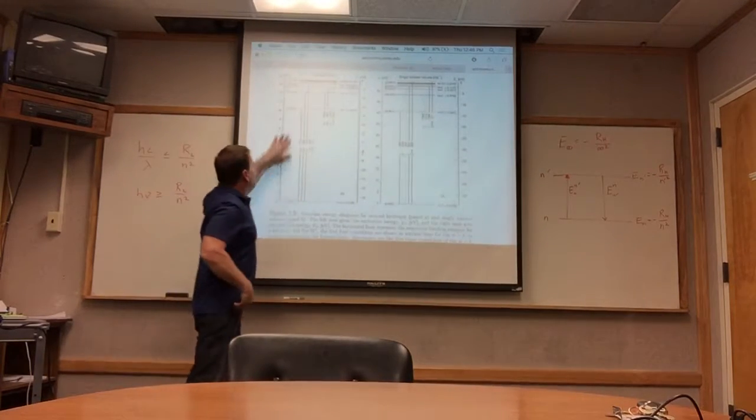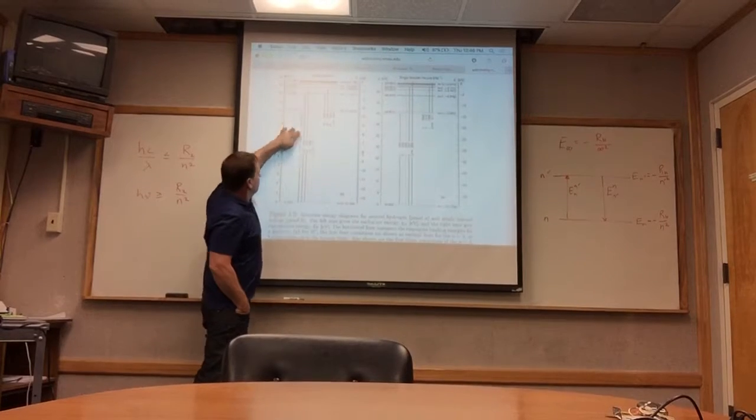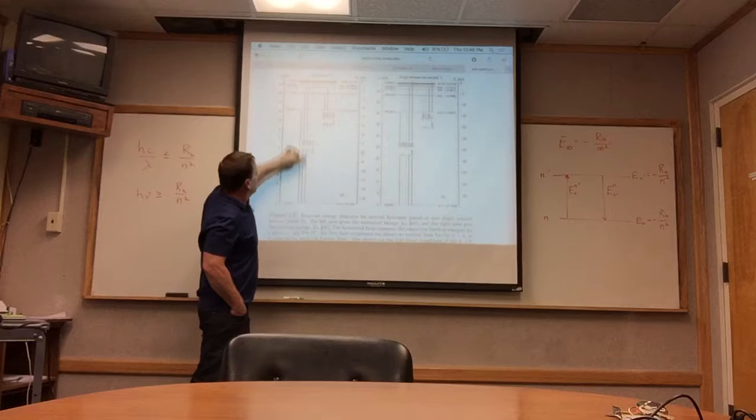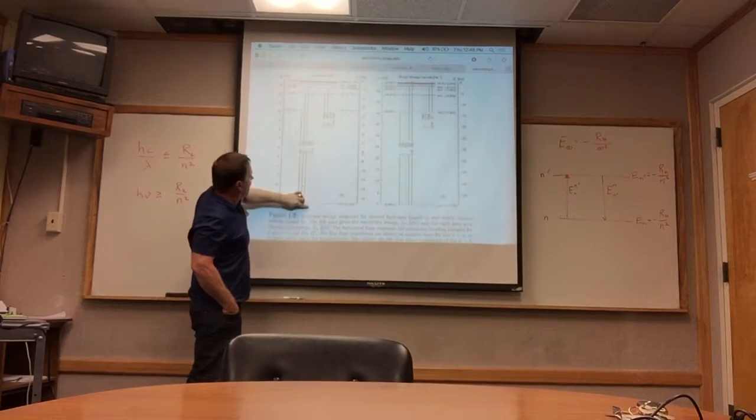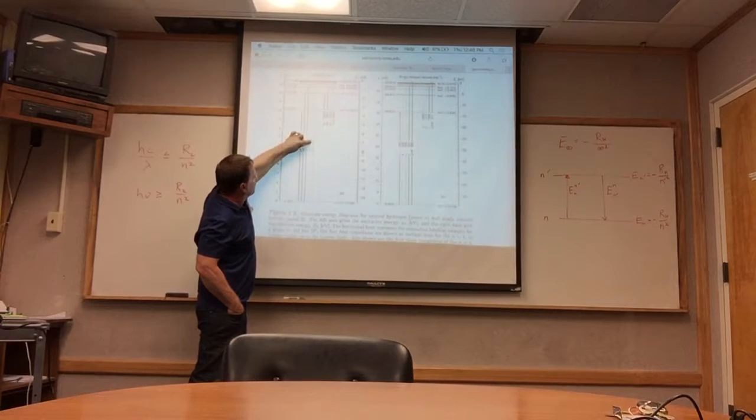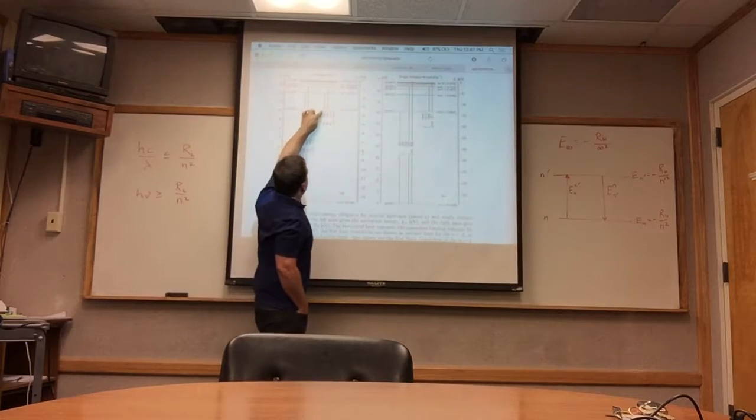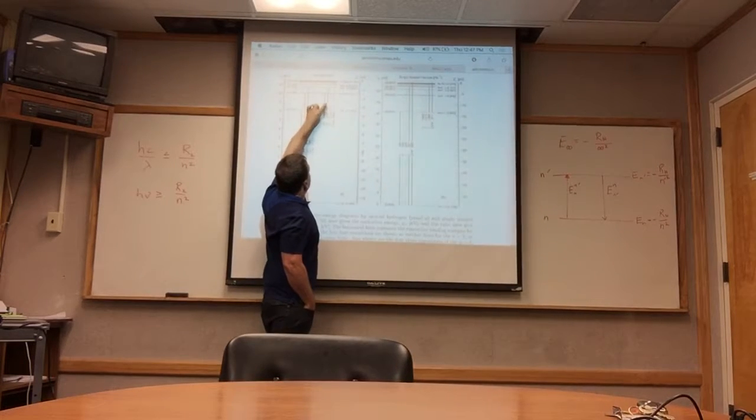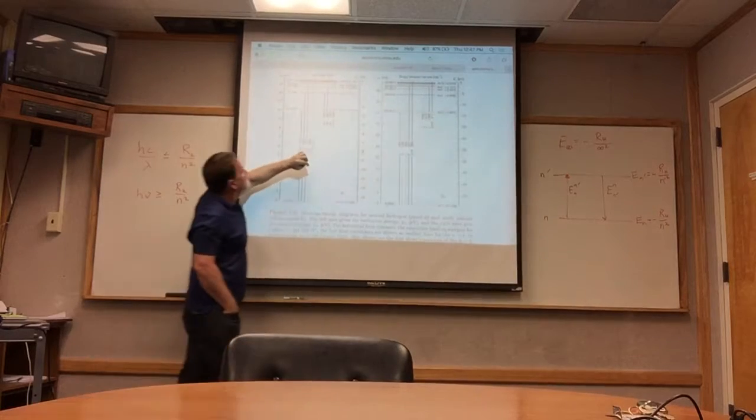And then the transitions, we know we have the Lyman series, 2 to 1, 3 to 1, beta, gamma, 4 to 1, delta, 5 to 1. And then we have the limit to ionization, which has a wavelength of 912. We have H alpha, 6563 from 3 to 2, H beta, 4861, etc., etc.